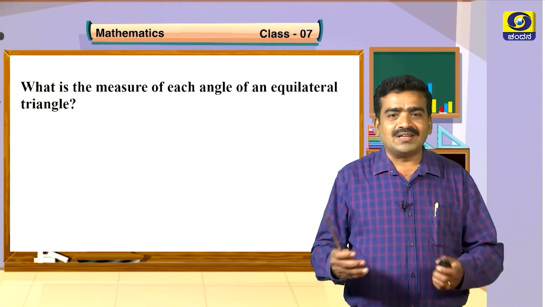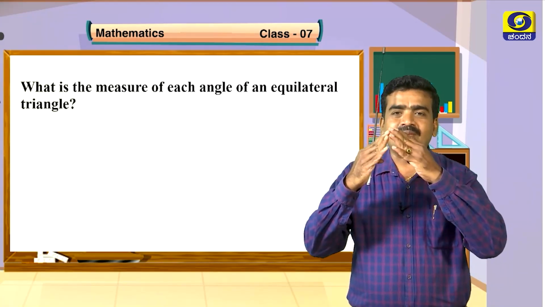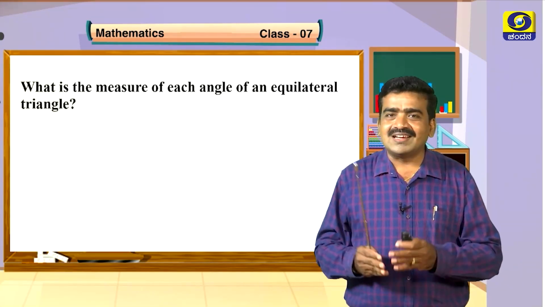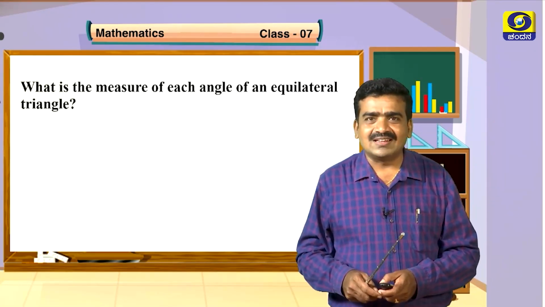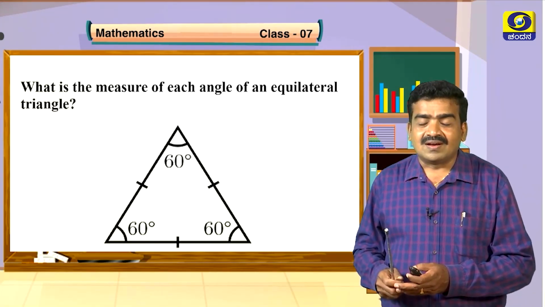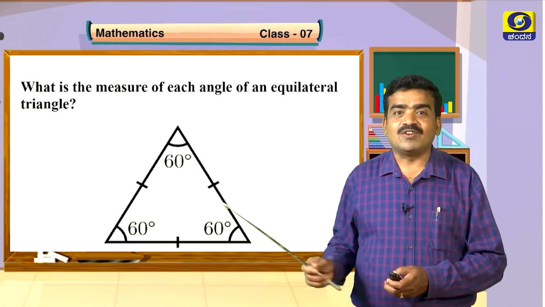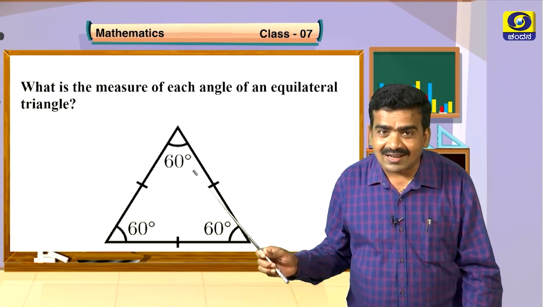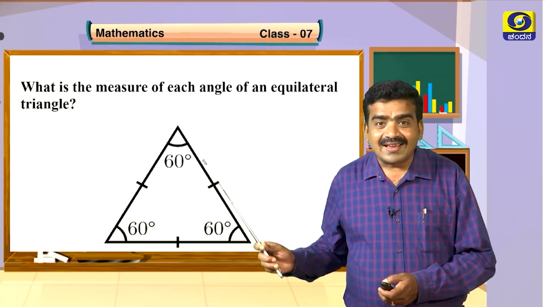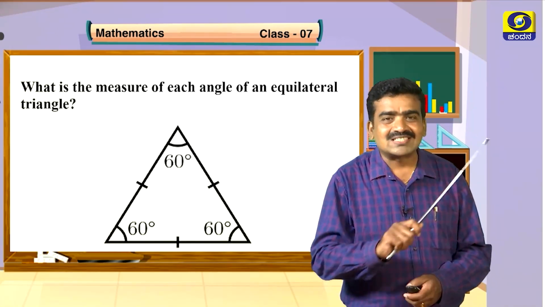Now, what is the measure of each angle of an equilateral triangle? When the triangle is formed like this, there will be an intersection of lines at the vertex. If all sides are equal, then what is the measure of each angle? If you construct an equilateral triangle with your own measurement, like by taking 10 centimeter, and measure the angles formed with the help of a protractor, you will come to know that all angles of an equilateral triangle are equal and each angle measures 60 degree.